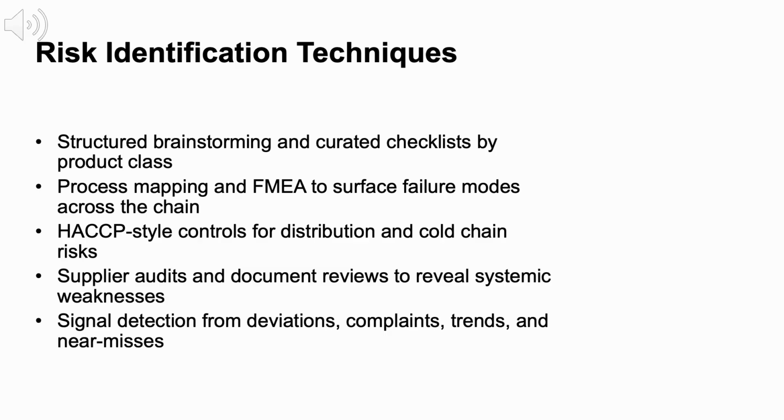Finally, robust identification treats operational data as a rich source of signals. Deviations, complaints, stability trends, and near-miss reports all point to latent hazards that may not have been fully anticipated. Statistical process control, trend charts, and simple run rules can highlight shifts before they become excursions, while qualitative review of narratives can reveal human factors issues. The goal at this stage is not to prove causality but to cast a wide net, documenting plausible risks with sufficient clarity to support focused assessment.